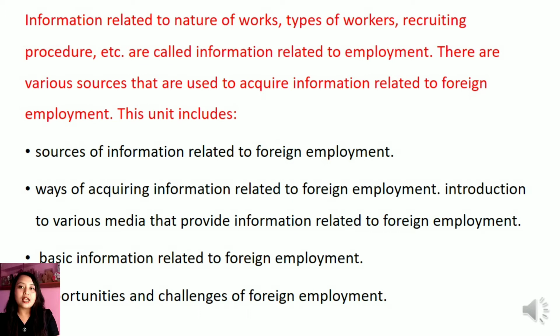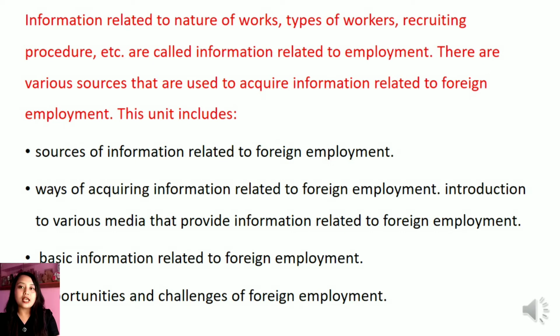Okay, and these are called the information related to employment, and there are various sources that are used to acquire information related to foreign employment. In this unit we'll be studying the sources of information related to foreign employment. Sources of information means what sort of institutions there are which will be providing foreign employment. Then, ways of acquiring the information related to foreign employment, and an introduction to various media that provide the information related to foreign employment. This means the medium, either Google or the newspaper, or anything that will announce that the vacancy is there and you can apply for it. So that is the way of getting information.